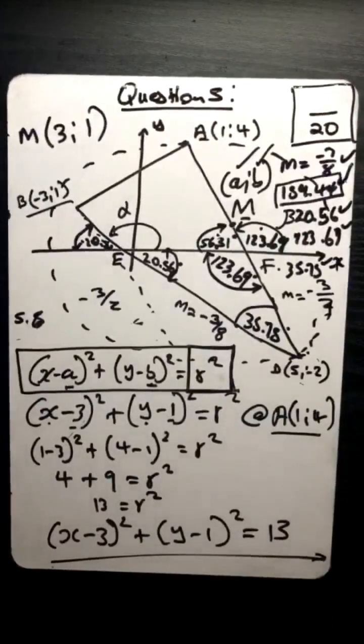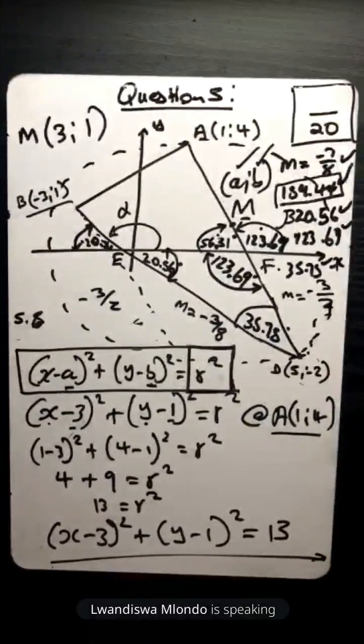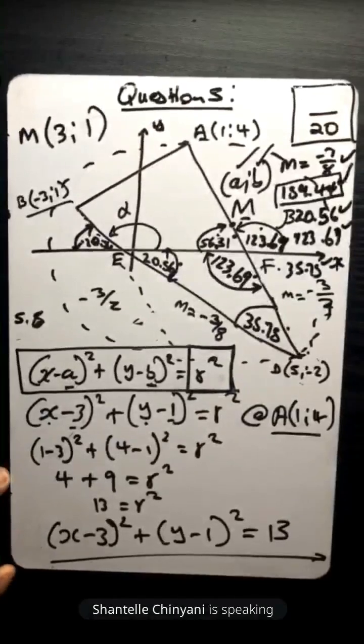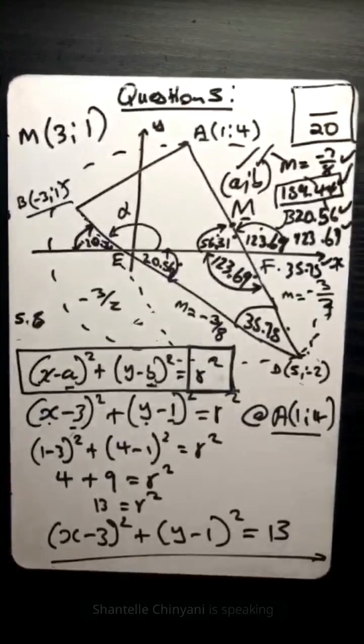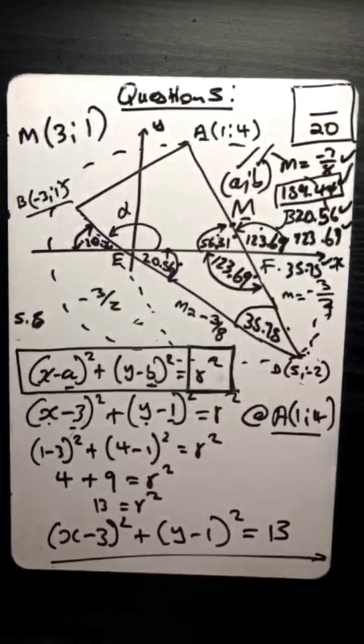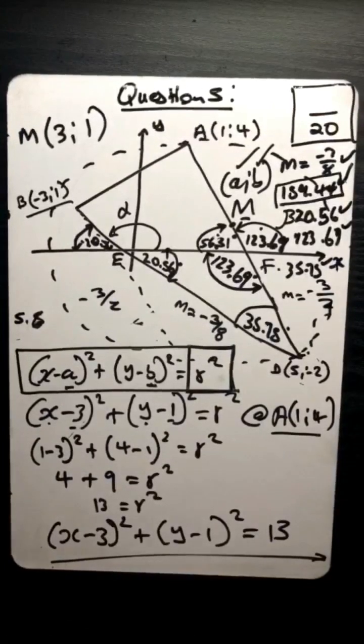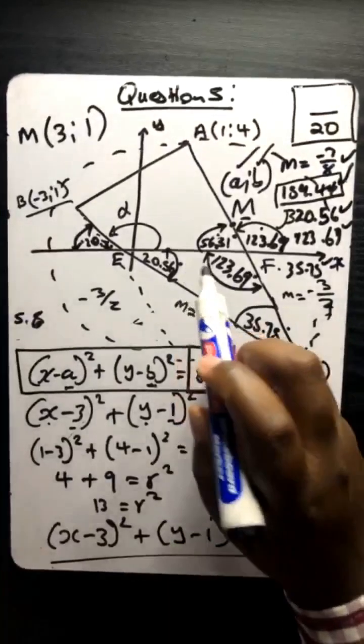I'm not sure if it makes sense to everyone. It does make sense, 100%. But I want to know, because we said 13 is equal to r squared, so there's no need for you to square root it, right? No, not at all. Because if you square root it, you are giving it in this form.